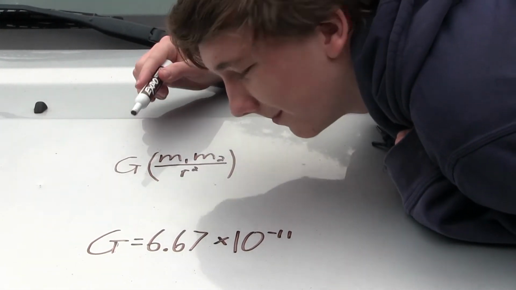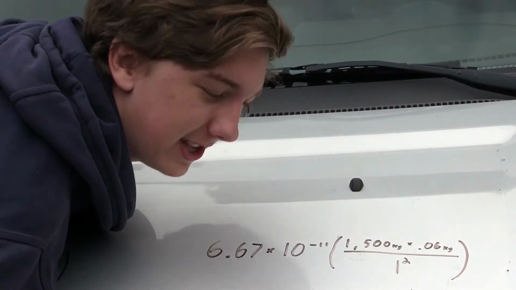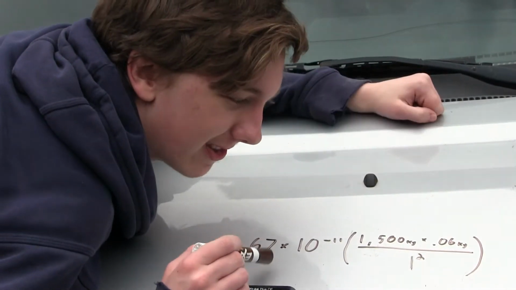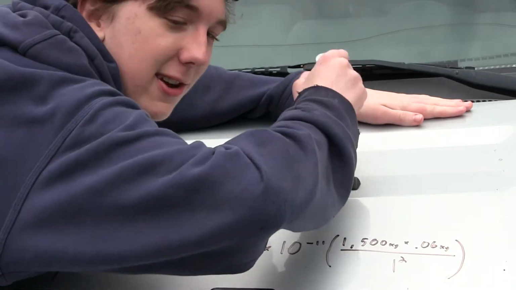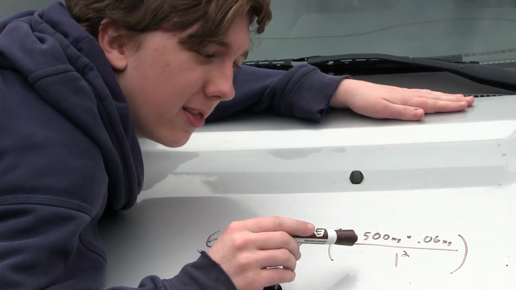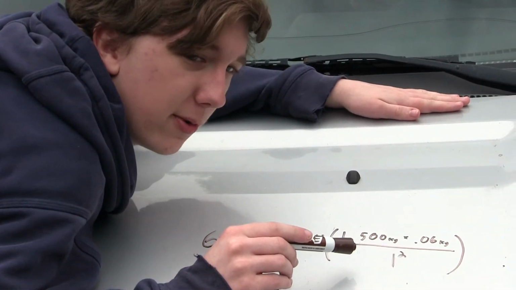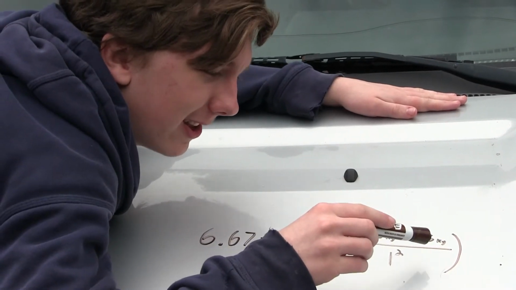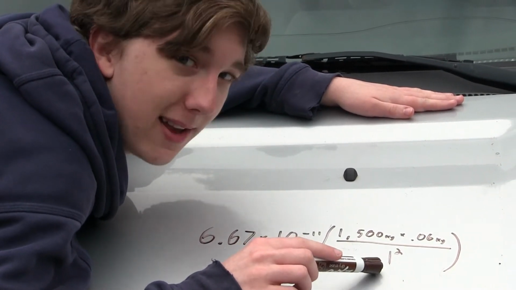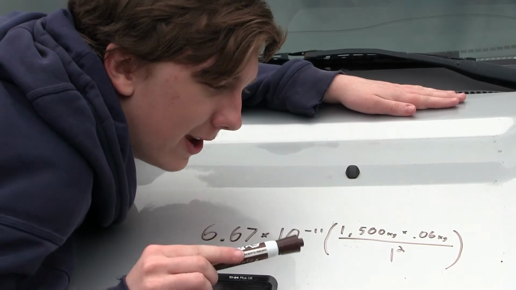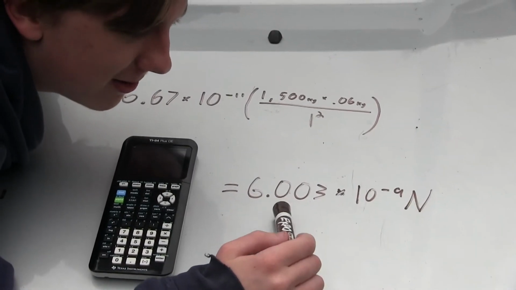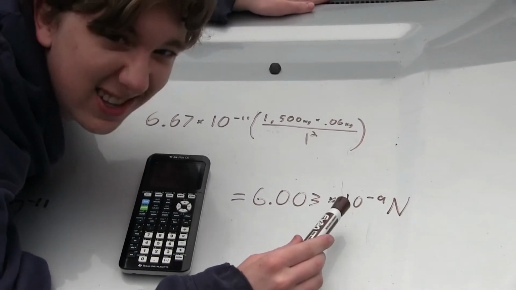So it's pretty small. Okay, so if we plug these numbers into this equation, we get the force: the gravitational constant, times the weight of this car, which is 1,500 kilograms, and then we multiply it by the weight of a tennis ball, which is 0.06 kilograms. If the distance between those is, say, 1 meter, that's over the radius between the centers of mass, 1 meter squared. And if we plug those into our calculator, we'll get this number, which is 6.003 times 10 to the negative 9th newtons.